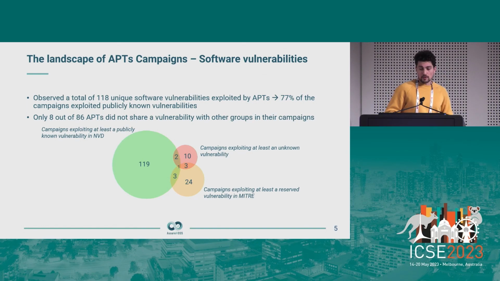And indeed, we found out that APTs tend to prefer to exploit publicly known vulnerabilities at the time of the campaign, while just a minority of the campaigns we observed, the red one and the yellow one, are exploiting vulnerabilities that are not publicly known, or that even the vendor was not aware of, that is, the red one. Another key finding is that most APTs tend to prefer the very same vulnerabilities. So what does it mean? That potentially software updates can help in addressing the majority of these campaigns, but it's still unclear which approach is more cost effective.